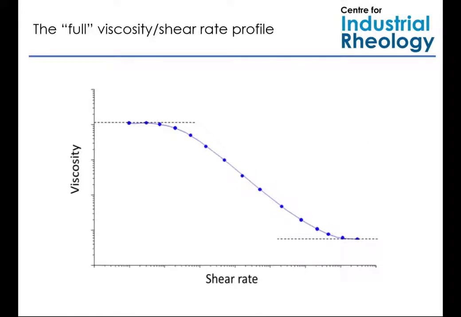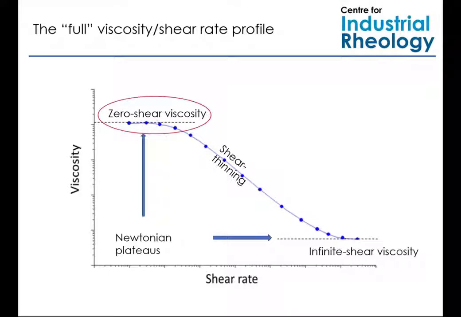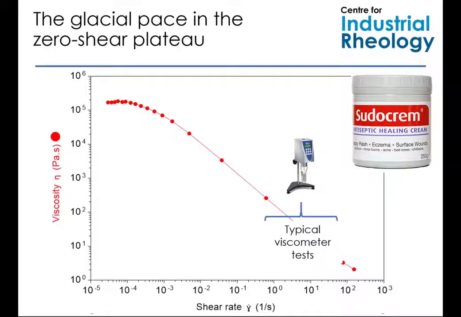When you get the full flow curve of a shear thinning product, it looks something a little like this. We have a shear thinning segment between two Newtonian plateaus. The infinite shear viscosity is a plateau at high shear rates, and the zero shear viscosity is a plateau at very low shear rates. This is interesting because the zero shear viscosity is the viscosity of that product when it is at an at-rest condition.